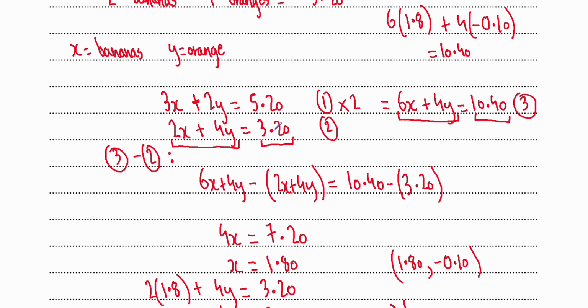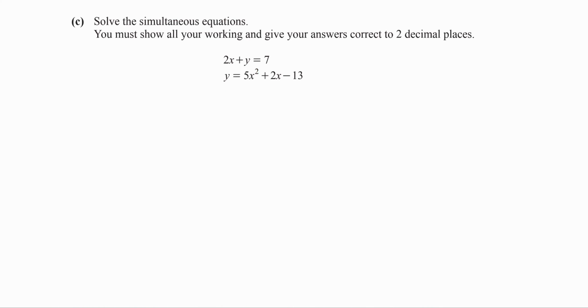So let's do an example question and it'll make more sense. To solve the simultaneous equations, you must show all your working and give your answers correct to 2 decimal places. Okay, we have decimal places. So we have 2x plus y is equal to 7, and we have y is equal to 5x squared plus 2x minus 13. Okay, this is a bit more difficult because we have x squared now. It's not just x. So we can't do what we did the first time.